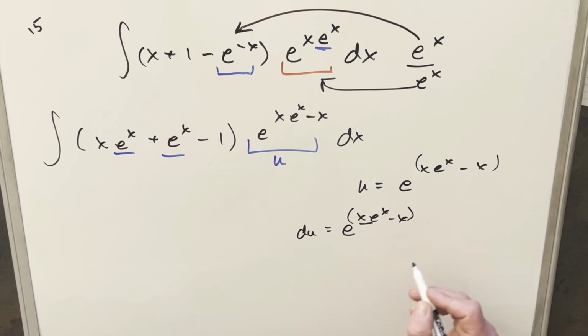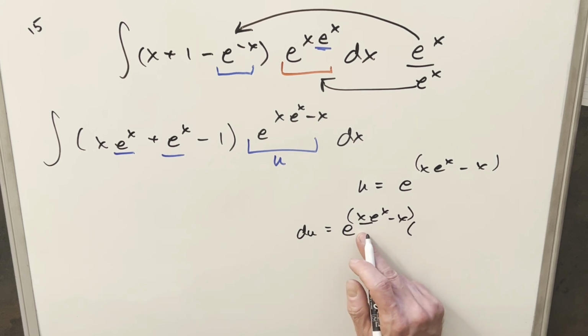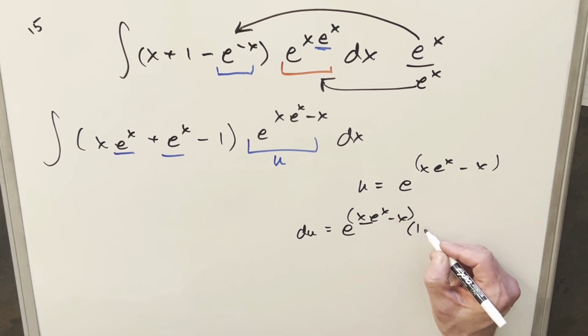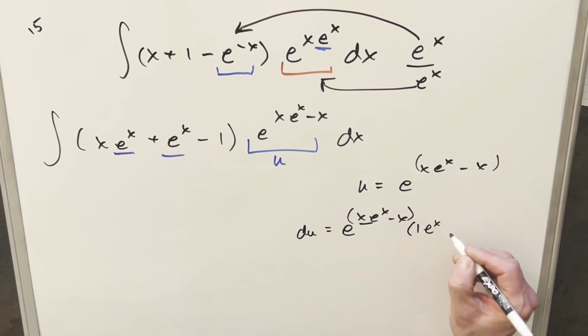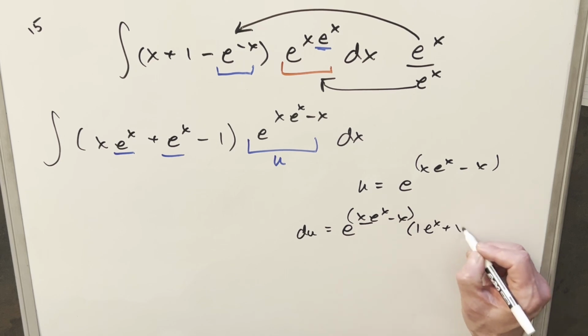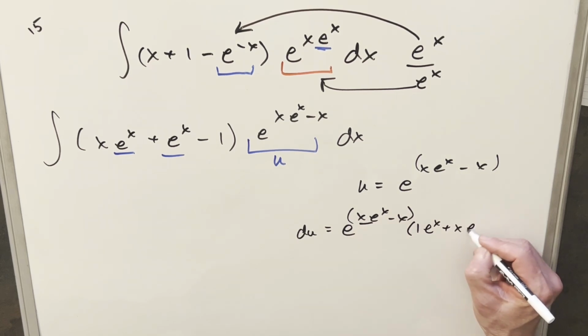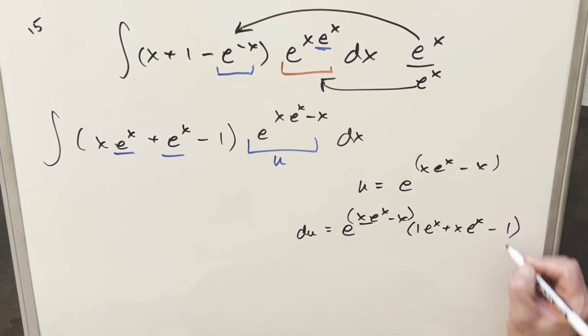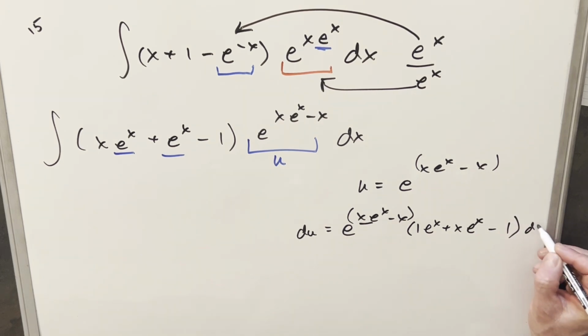And so on the first part, we're going to need product rule. So we take the derivative of the x, we're going to have 1, and then we keep the second part, e to the x, plus we keep the x and take the derivative of the second part, e to the x. And then we'll just take the derivative of minus x, that's just going to be minus 1. And then we'll sneak in a dx.